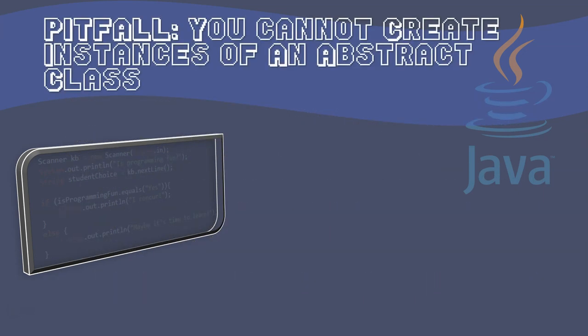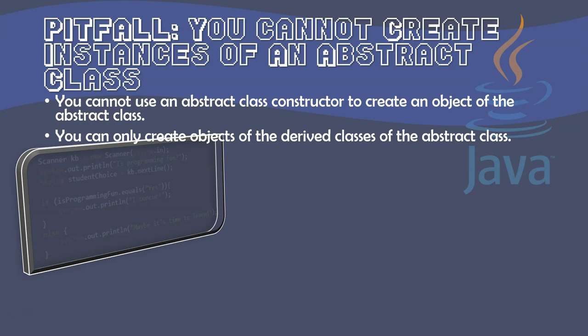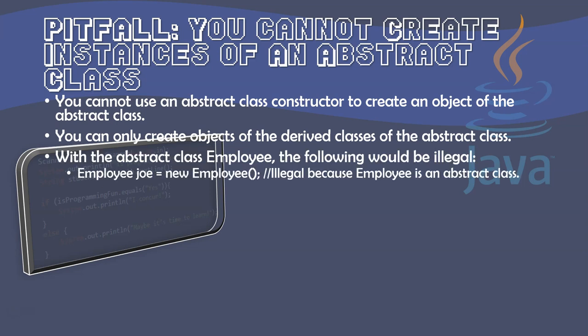Now, there is a pitfall to be aware of, and that's you cannot create instances of an abstract class. With your concrete classes, it's pretty easy to do, but with the abstract, you can't. You cannot use an abstract class constructor to create an object of an abstract class. You can only create objects of the derived classes of the abstract class. So with an abstract class Employee, the following invocation would not be legal: Employee Joe = new Employee. We used to be able to do this, but if we make it abstract, we can't do this because it's an abstract class.